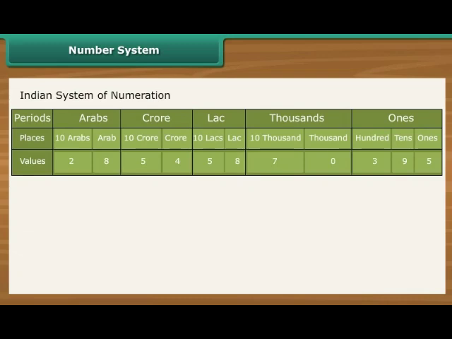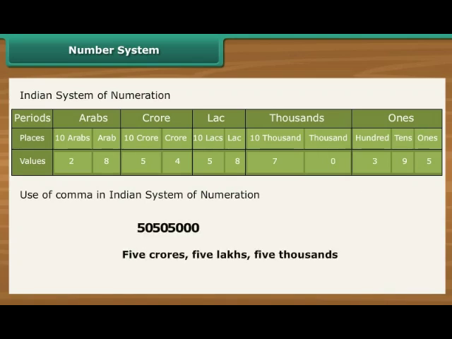Number system. In our Indian system of numeration, we use ones, tens, hundreds, thousands, and then lakhs and crores. Comma is used to mark thousands, lakhs, and crores. The first comma comes after hundreds place, 3 digits from the right, and marks thousands.